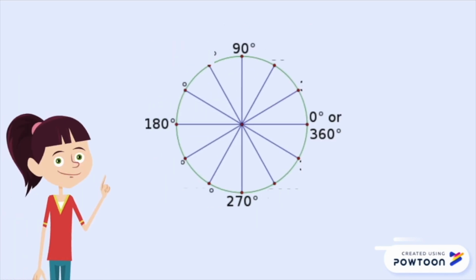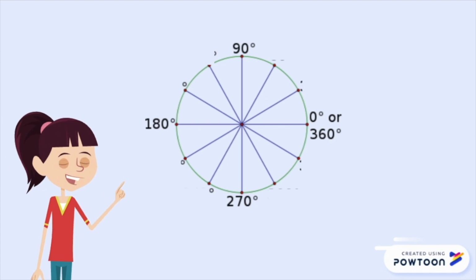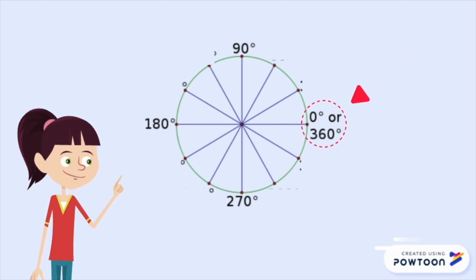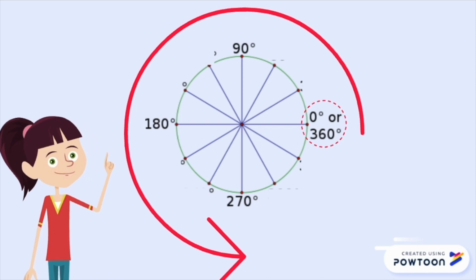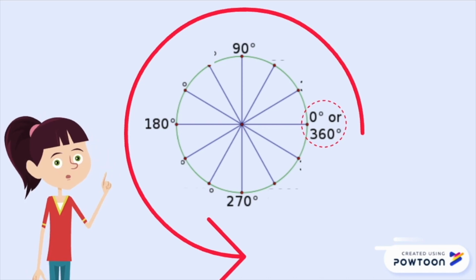First, we need to know our starting place, which would be 0 degrees. 0 degrees is always located right here. When we read this, we read it counterclockwise. Now we are ready to find angles.